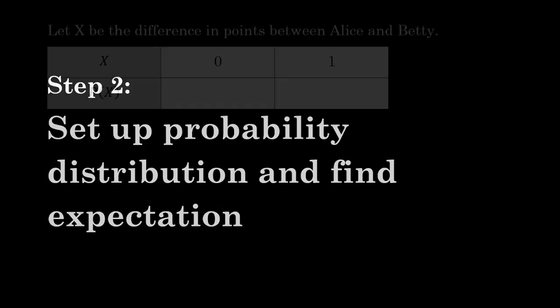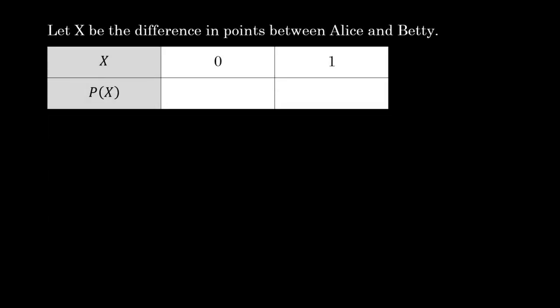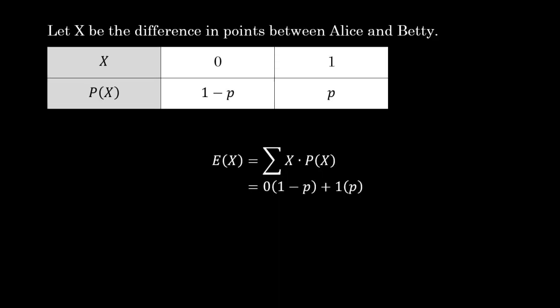Now, we move on to construct the probability distribution and find the expectation. We know the possible outcomes are 0 and 1. Then, we denote the probability of outcome 1 by p. This implies that the probability of the other outcome is 1 minus p, since the sum of all probabilities in a probability distribution is 1. Finally, we calculate the expectation as follows. Interestingly, the expectation turns out to be equal to the probability p that the score difference is 1.